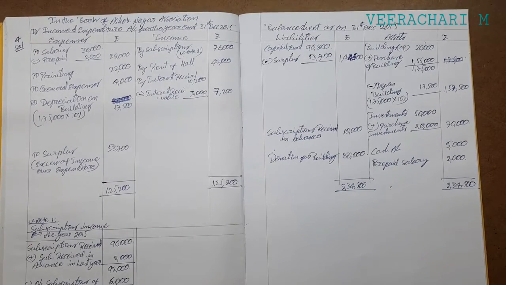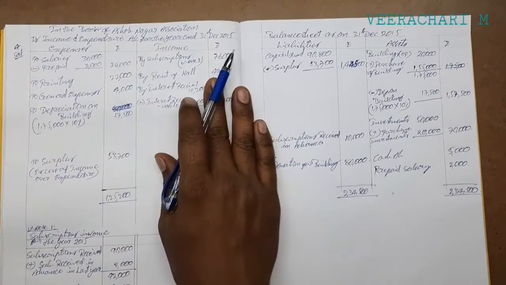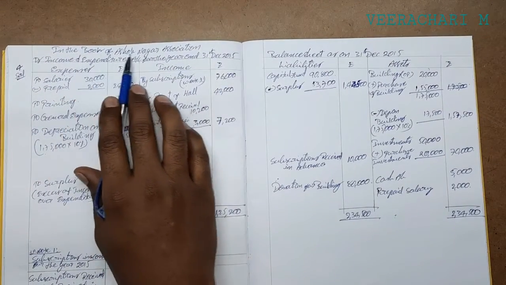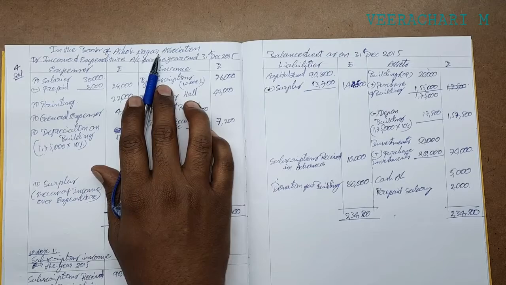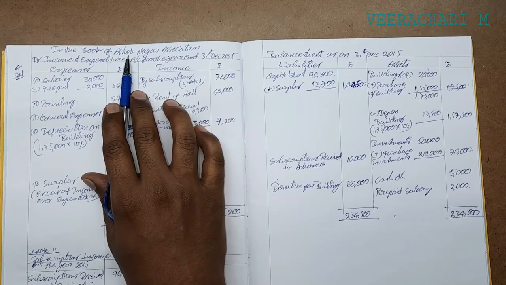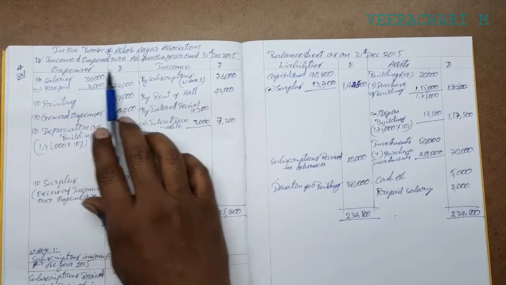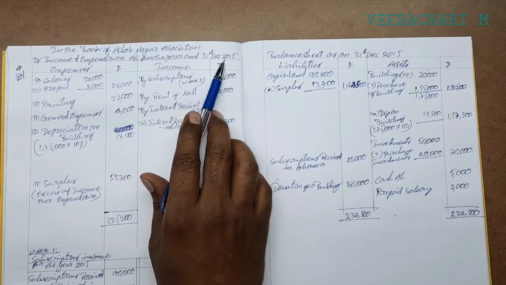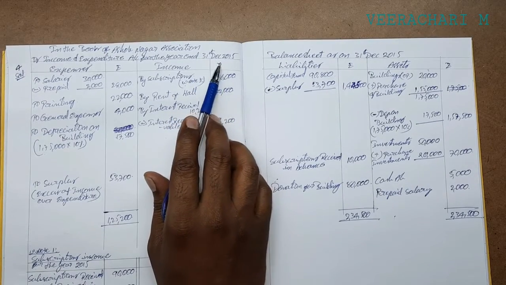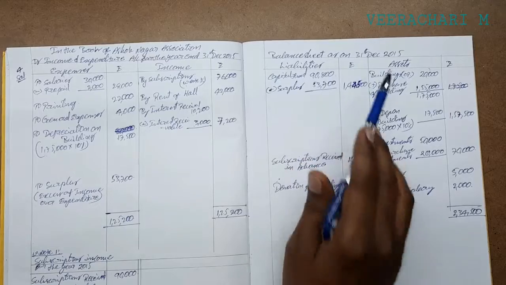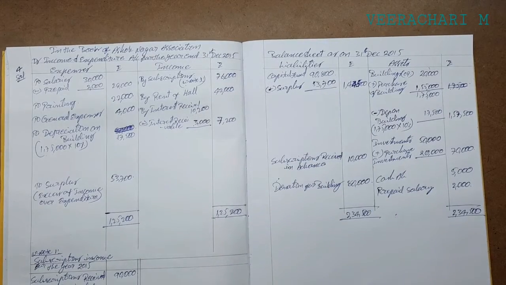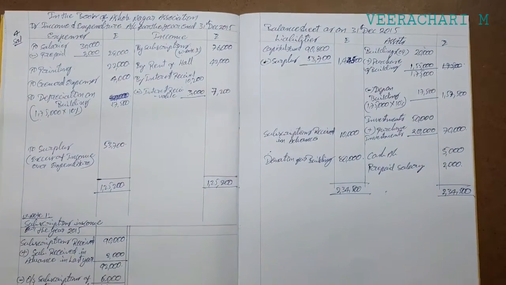And you should write the headings also, neatly, in the books of so and so association. In this question, Ashok Nagar Association income and expenditure account for the year ended 31st December 2015. Year also should be mentioned. So balance sheet as on 31st December 2015. Like this you can solve it.